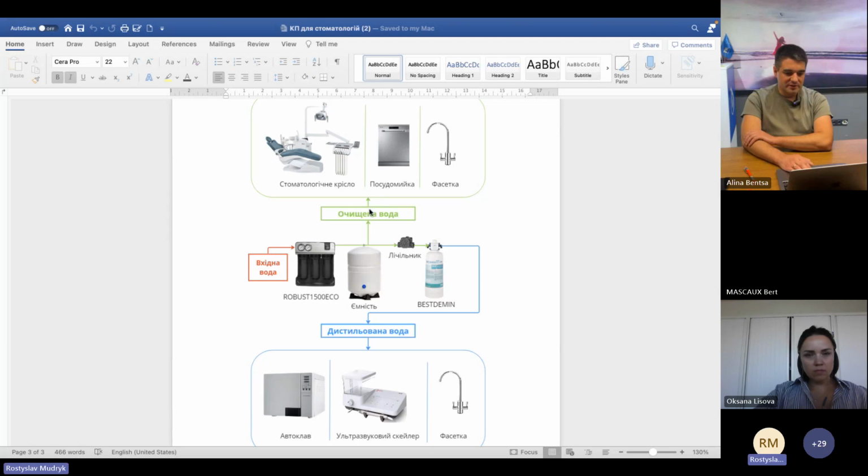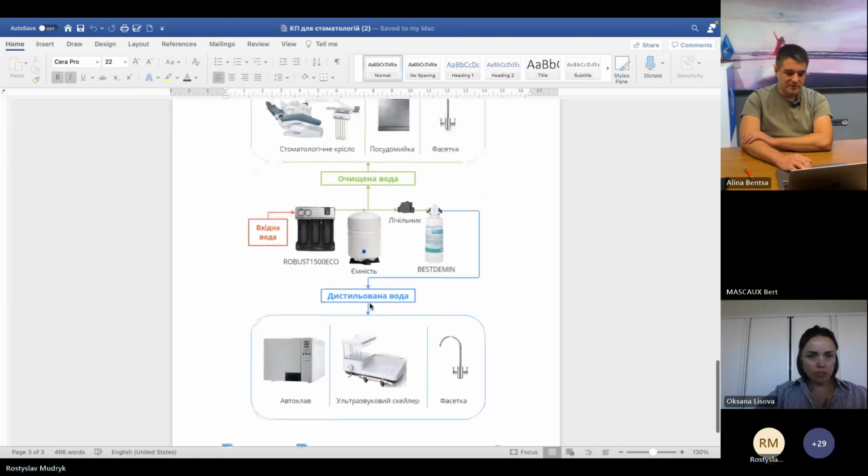After the bladder tank, it is connected to the chair, then to the dishwashing machine and to the faucet, because they use the water from the faucet for various applications inside the dental practice. And then after the tank, we have a meter and we have the mixed bed cartridge. And then in this particular case the water is connected just to the faucet.